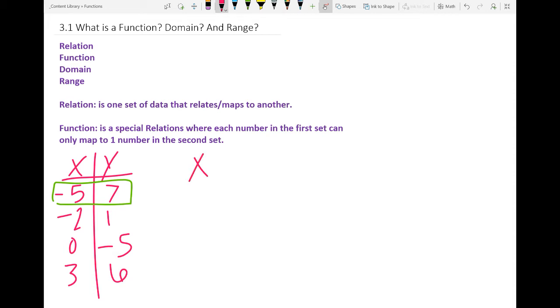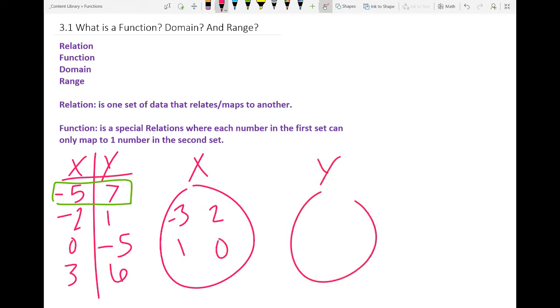Sometimes they list it in a diagram like this. They'll list all the values just in kind of a big blob there, and they'll have all the other values coming to this one. And then they'll say -3 goes to 2. This is where we get the word mapping. So -3 goes to 2. Maybe 2 goes to 2 as well. 1 goes to 1. And 0 goes to 1. Okay, this is a function.